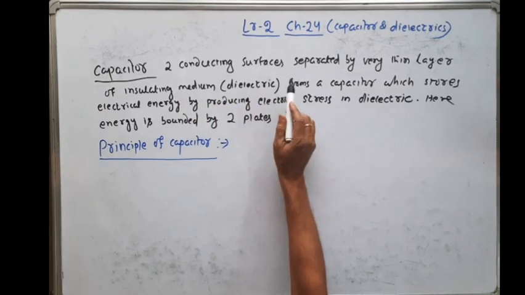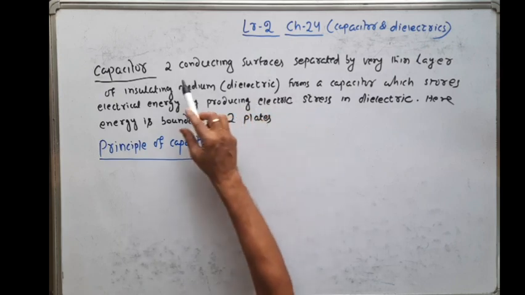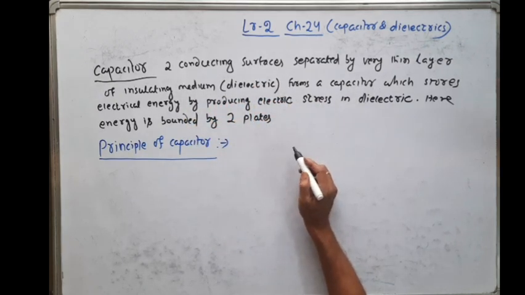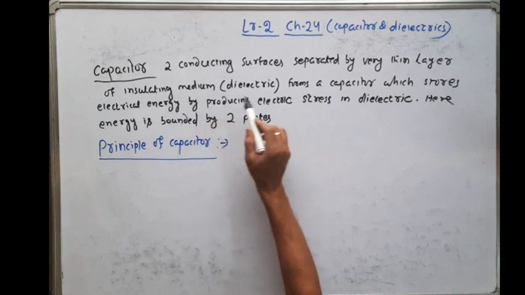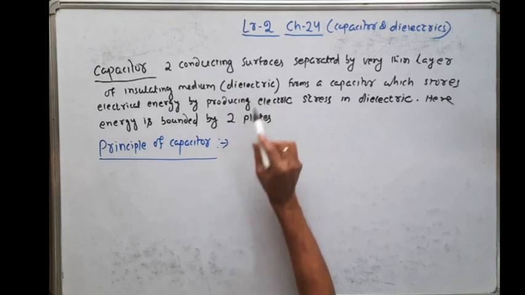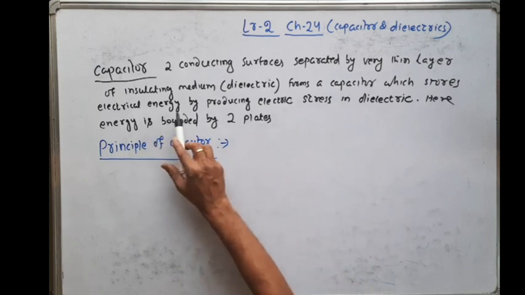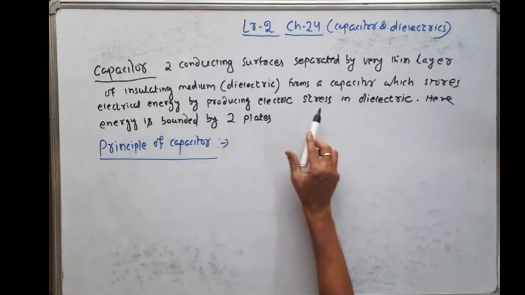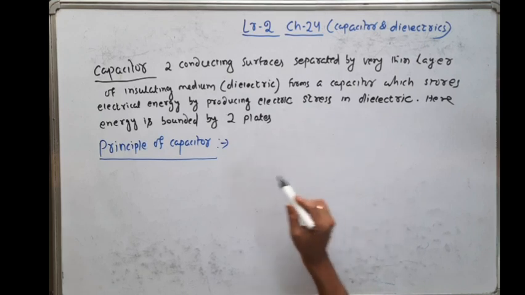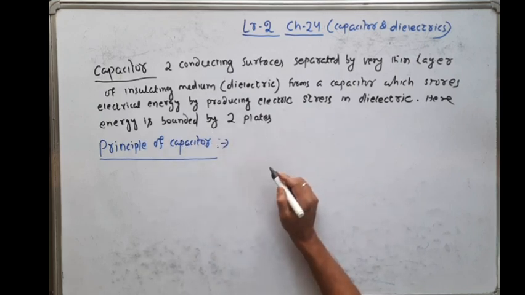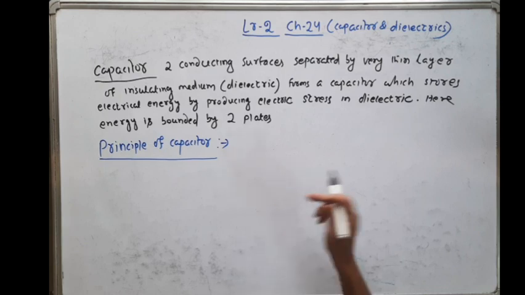So instead of one conductor, here we will take two conducting surfaces separated by a very thin layer of insulating medium. The insulating medium is also called the dielectric medium. It will form a capacitor, which stores electrical energy by producing electric stress in the dielectric, and here energy is bounded within the two plates. So let us take an example comparing one conductor with two conductors.